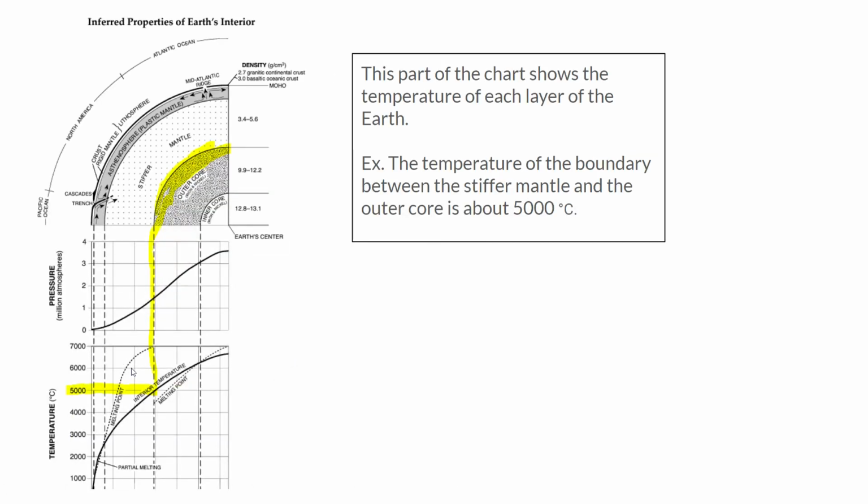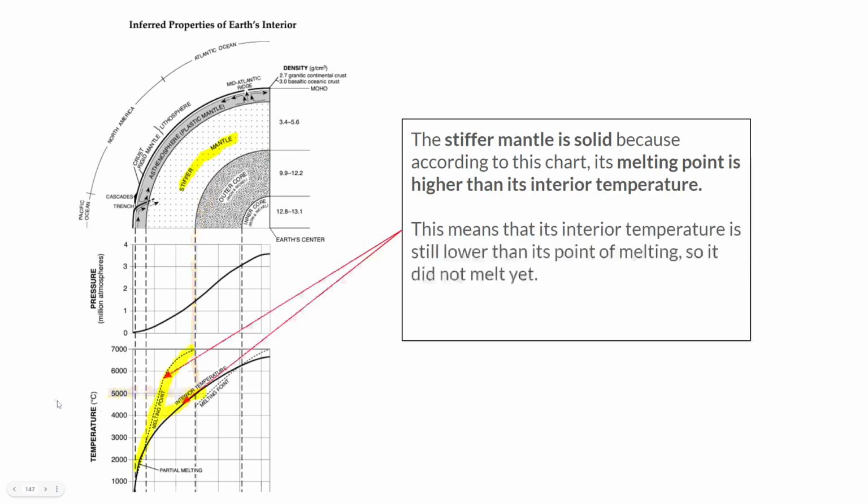You can also find the temperature. So if I asked you the temperature of the boundary between the stiffer mantle and the outer core, you would just go down all the way to the temperature on the chart, stop at the black line that's given to you already, that's plotted for you, go towards the left. Now, our temperature of the boundary between the stiffer mantle and the outer core is around 5,000 degrees Celsius.